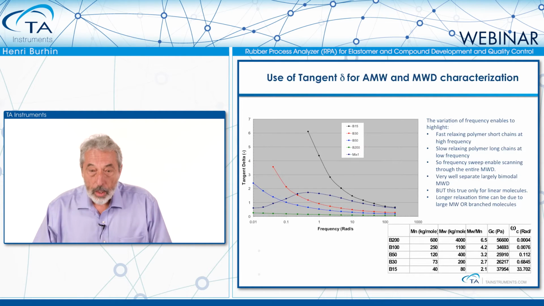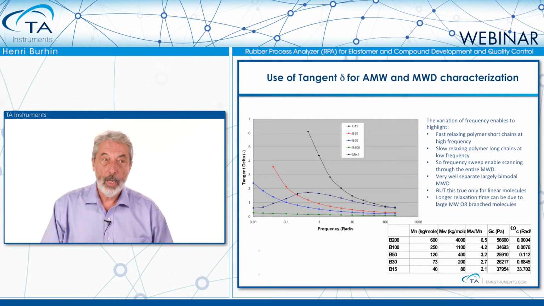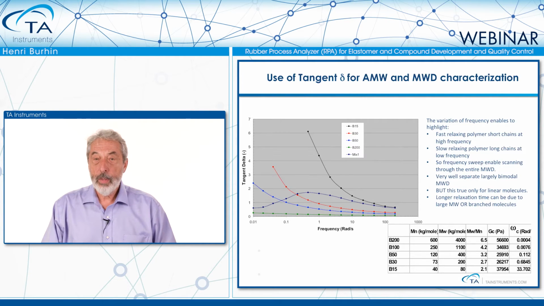So, in order to avoid the problem of branching, we started to play with polymers which are known to be linear. So we used polyisobutylene, which cannot be branched. Polymerization does not produce branching in this case, with different molecular weight and molecular weight distribution.